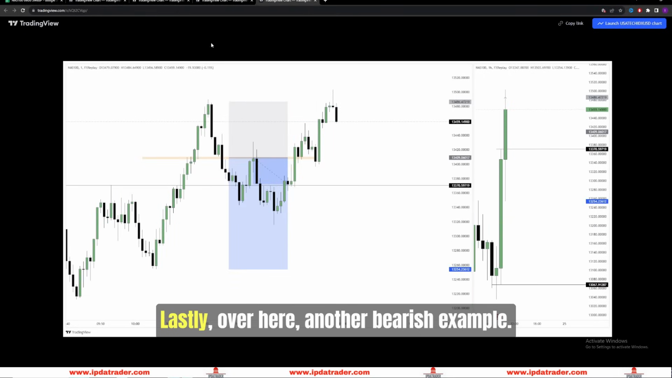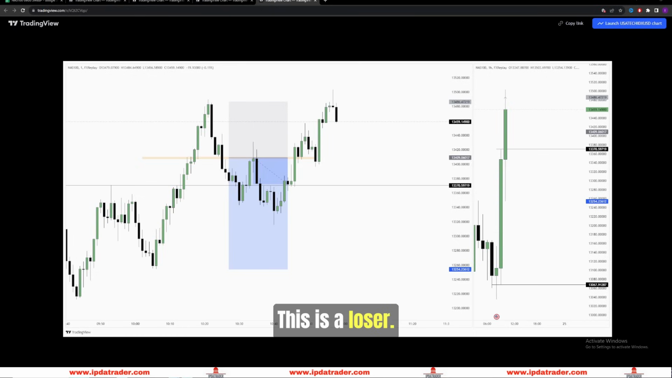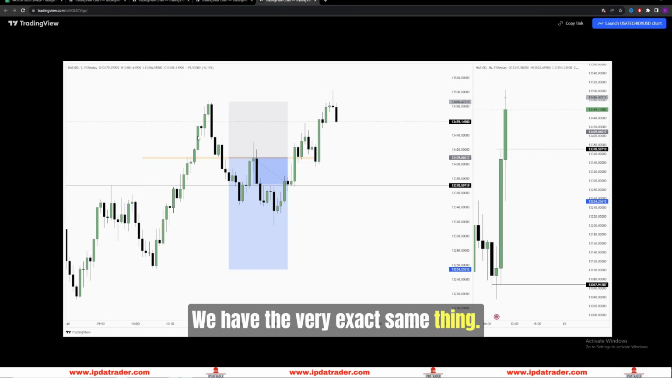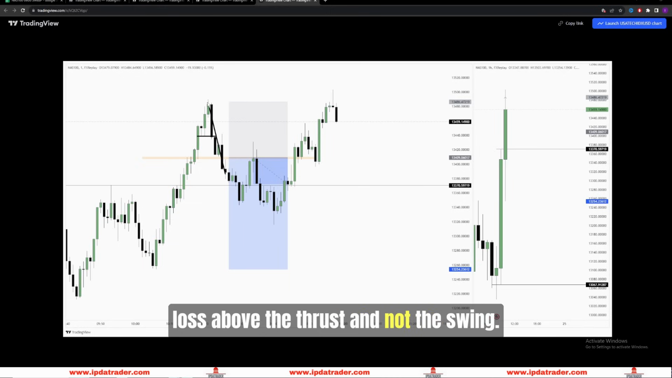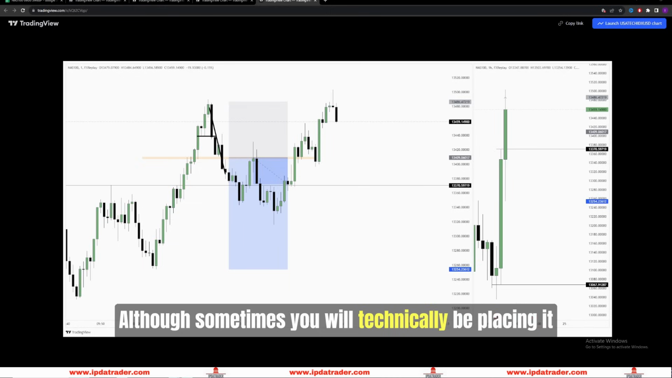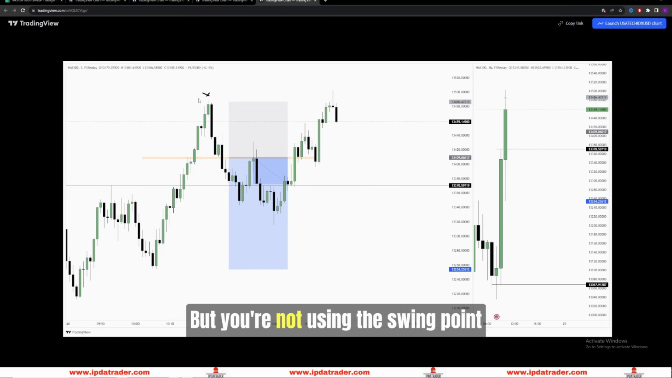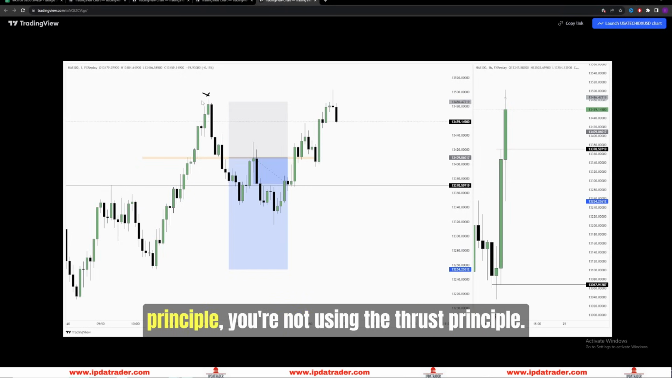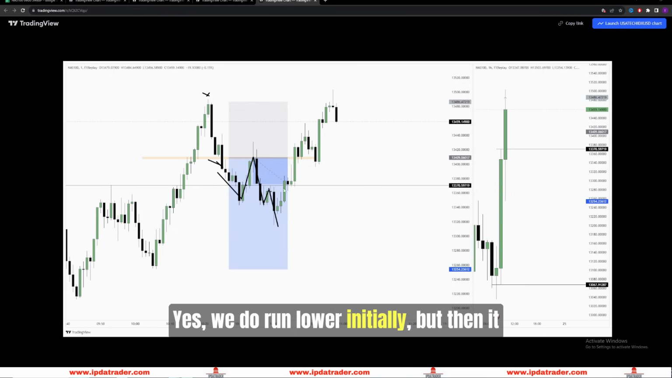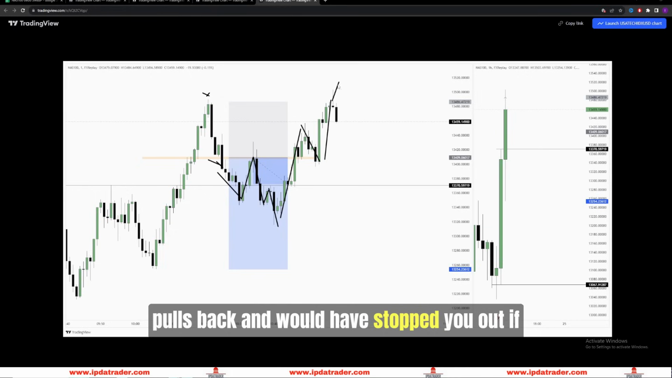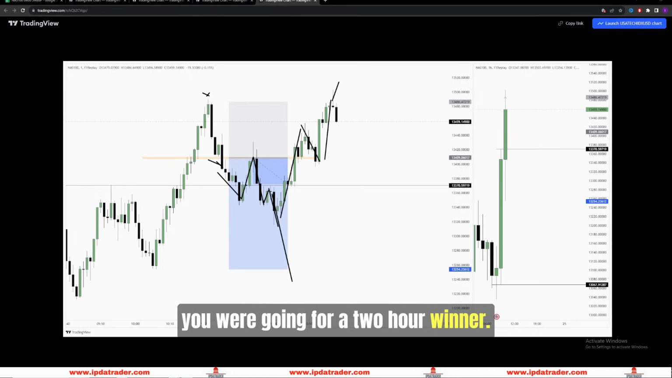Lastly, over here, another bearish example. This is a loser. We have the very exact same thing: market structure shift point, displacement through it, stop loss above the thrust and not the swing, although sometimes you will technically be placing it above the swing if it's close enough, but you're not using the swing point principle, you're using the thrust principle. We close and accept below it. As you can see, we get filled here. Yes, we do run lower initially, but then it pulls back and would have stopped you out if you were going for a 2R winner.